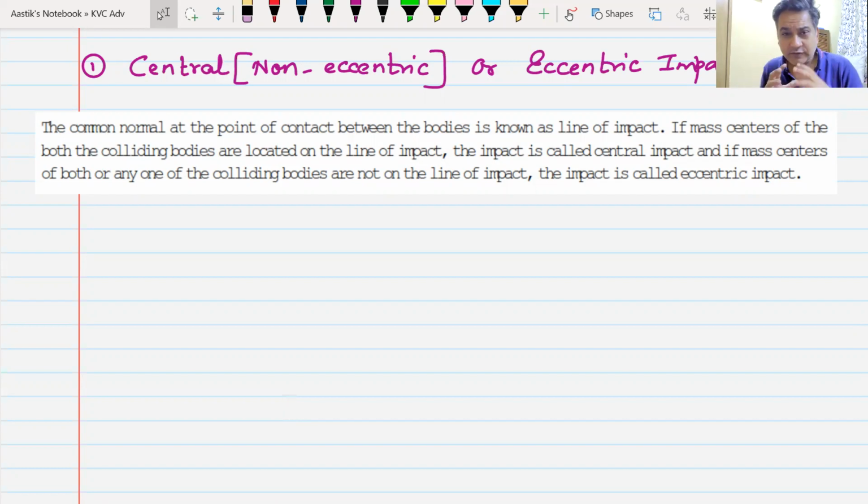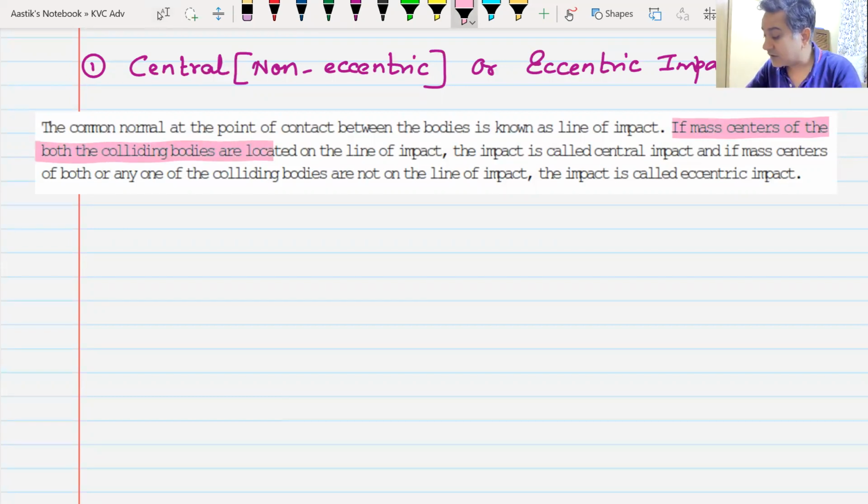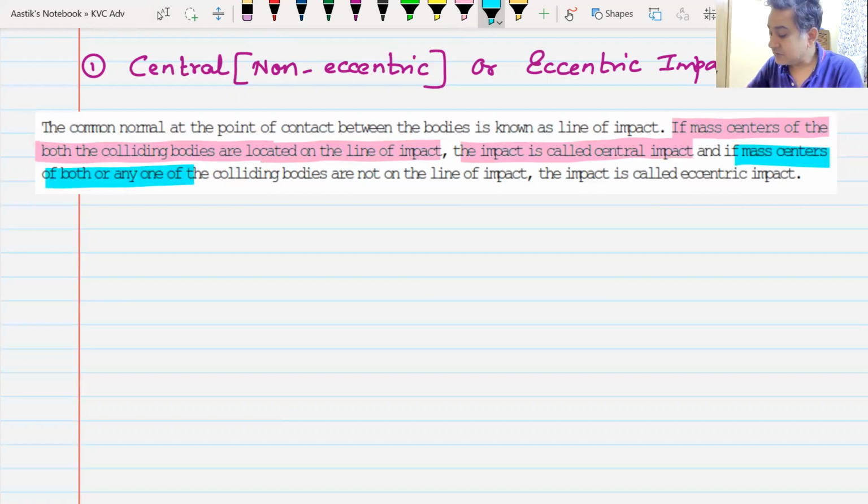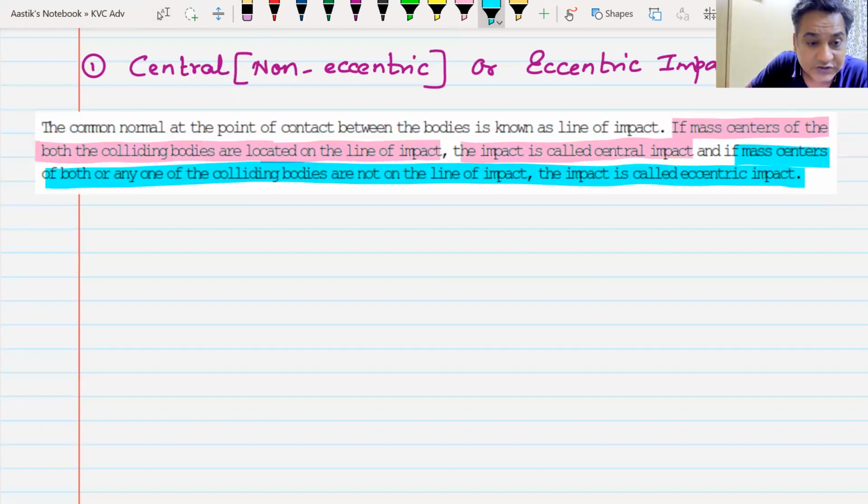So when your center of mass lies along the line of impact, the bodies don't rotate, they only move translationally. Such a type of impact is known as central impact. If the mass centers, that is the center of mass of both the colliding bodies, are along the line of impact, the impact is called central impact. If any of the center of mass does not lie on the line of impact, then it is known as eccentric impact.